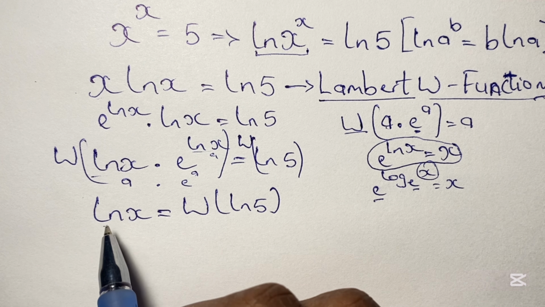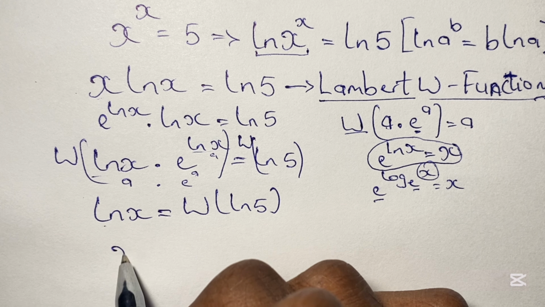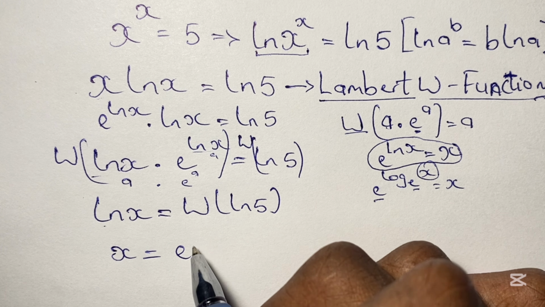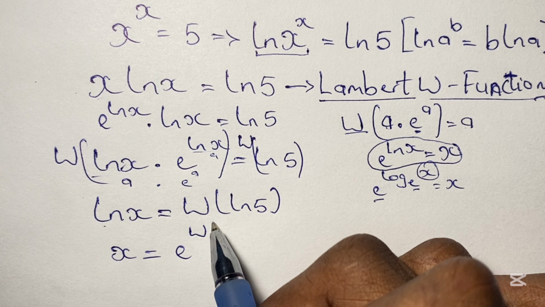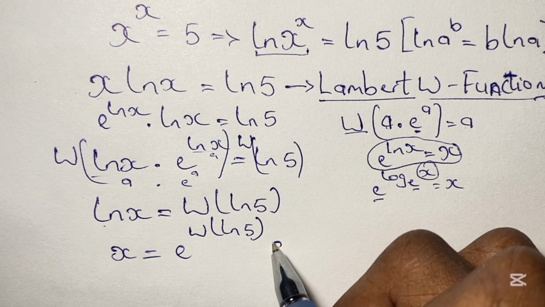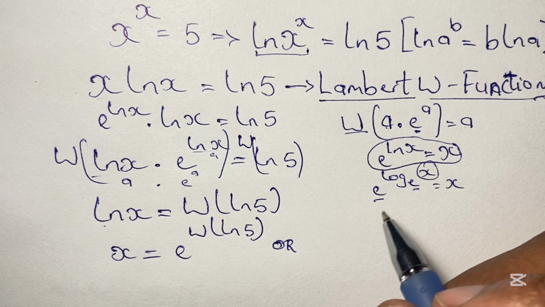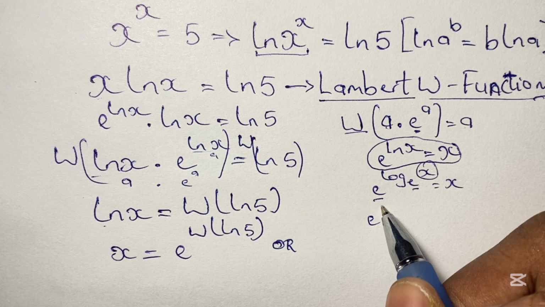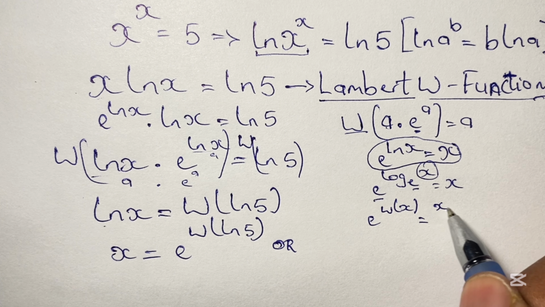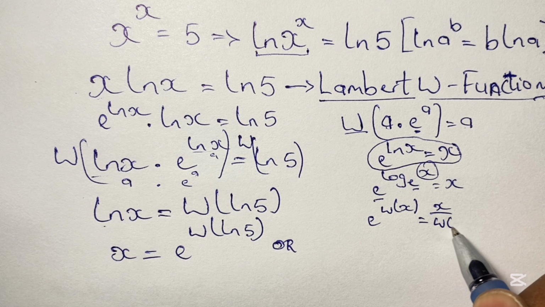Now from here we can apply the inverse function of ln, so that x is equal to e to the power of W of ln 5. Now I just want to add that you can also write your solution in this form, so that e to the power of W of x is equal to x over W of x.